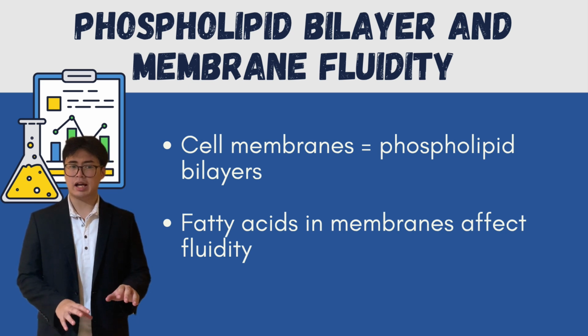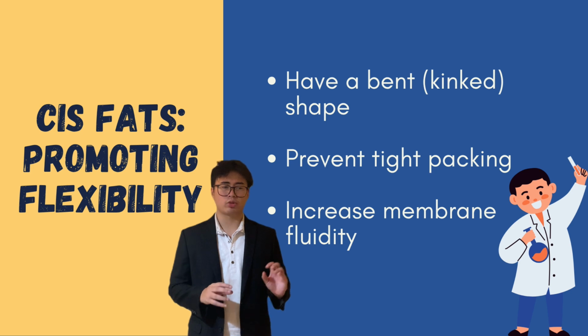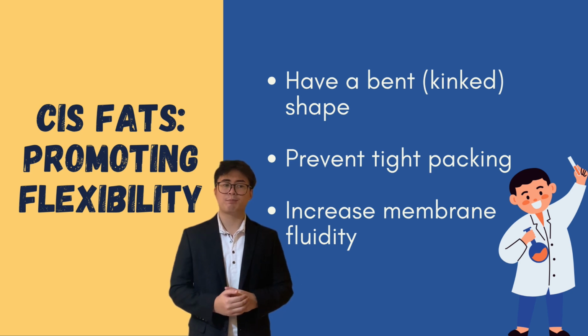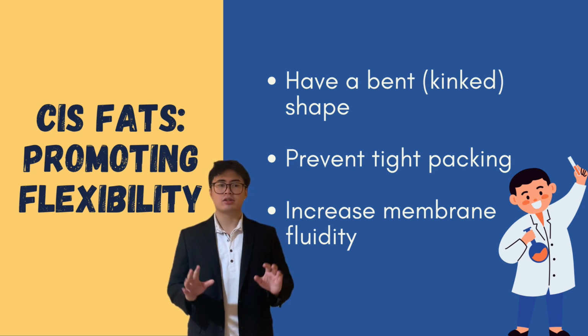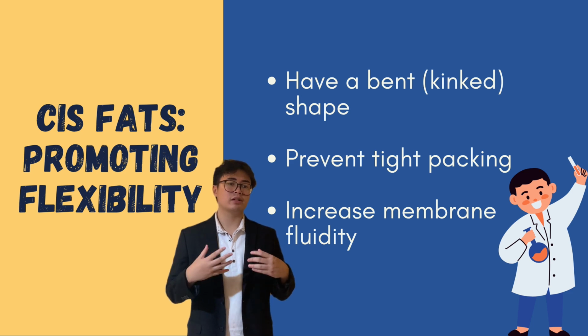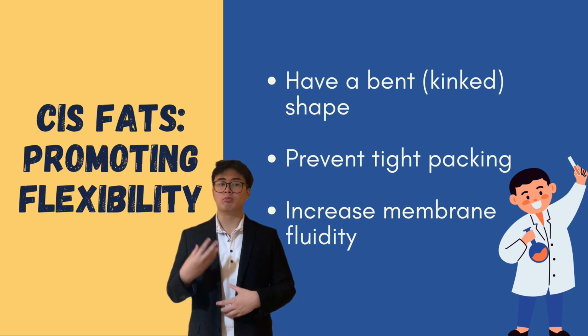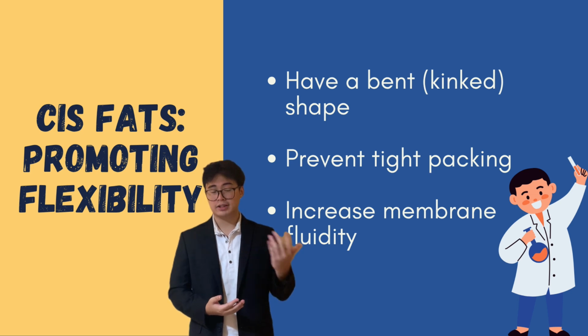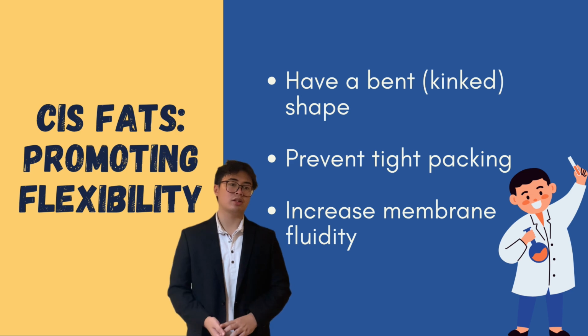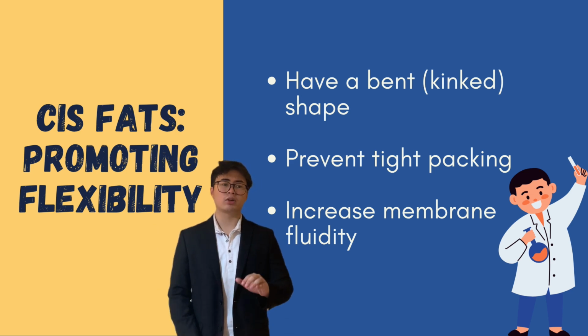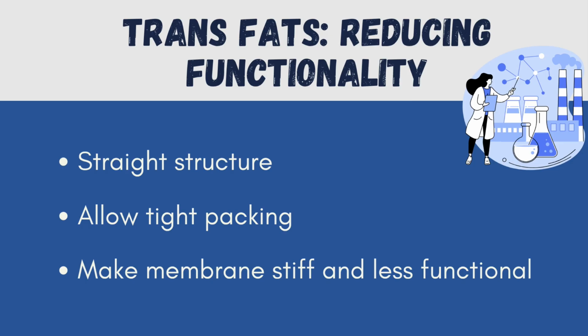Now let's take a closer look at cis fats. These fats have a bent or kink structure, which prevents the molecules from packing together too tightly. So this loose packing would increase membrane fluidity, making the cell membrane more flexible. And remember, a flexible membrane is a healthy membrane. This helps with cell communication, movement of substances, and overall cell performance. In contrast, trans fats have a straight structure, which allows the fatty acid chains to pack closely together. This results in a more rigid and less fluid membrane.